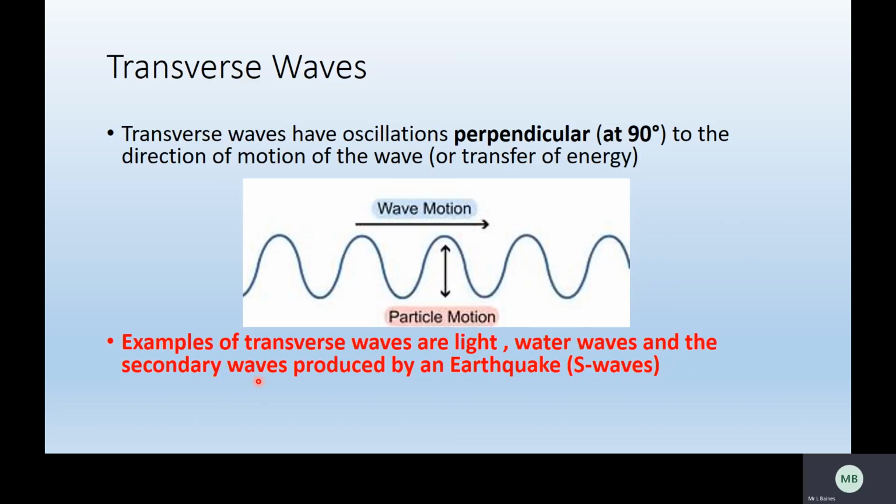And here is a distinct difference that you need to know. The secondary waves produced by an earthquake, we refer to these as S waves. A handy way to remember this is if I turn that S on its side, it looks like a transverse wave. So it's a nice, easy way to remember exactly what that looks like. It's a secondary wave produced by an earthquake because there's one that happens before, and we're going to look at them in just a second.